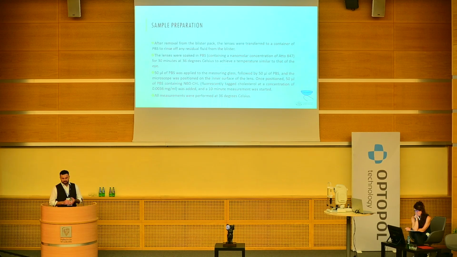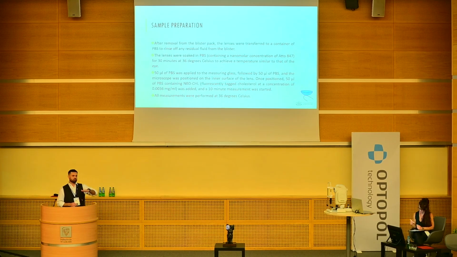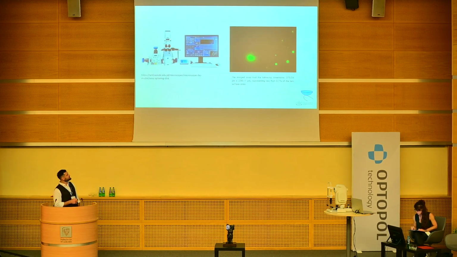We put it on the measuring glass, but in the bottom of it we put 50 microliters of PBS. Then we put the lens, again with 50 microliters of PBS, and thanks to the Acto, it was possible to focus on the lens surface. And at this point, we start the measurement for 10 minutes. And at the very start of the experiment, we added onto the lens the solution with lipids, with lipid agglomerates. And here's the microscope that we use.